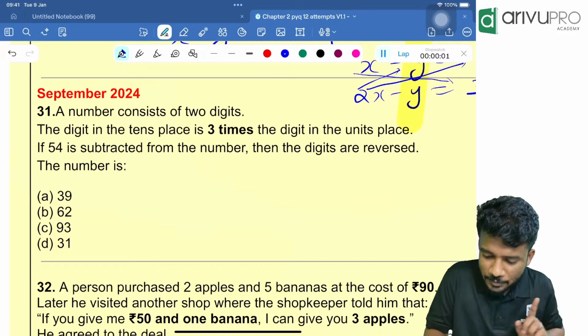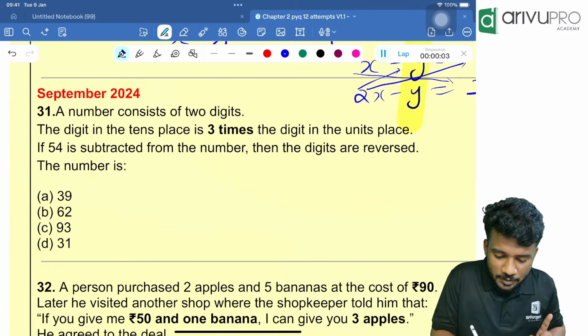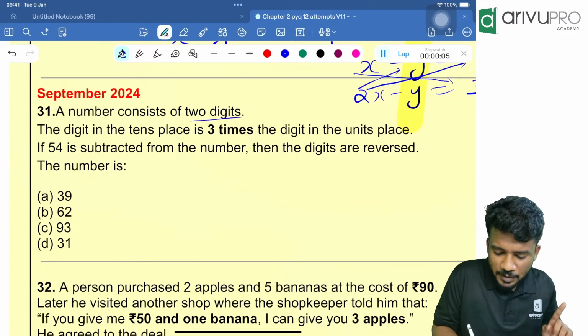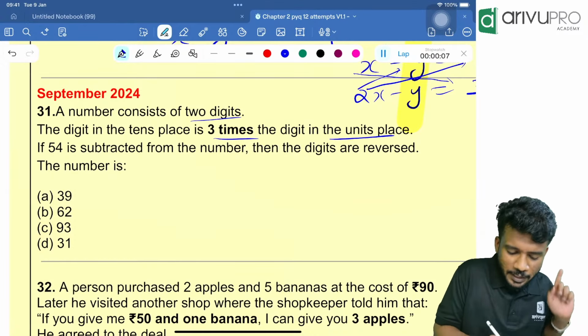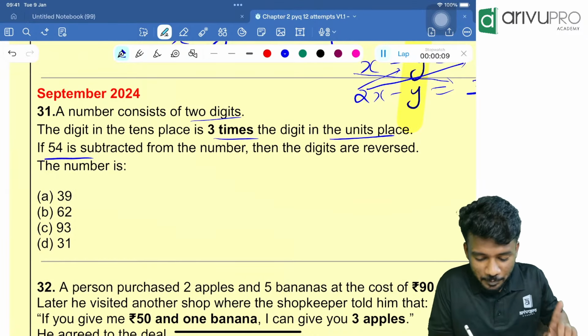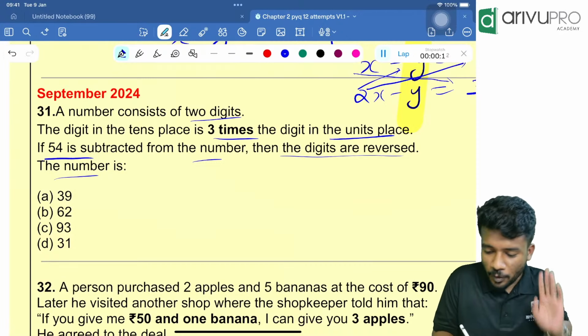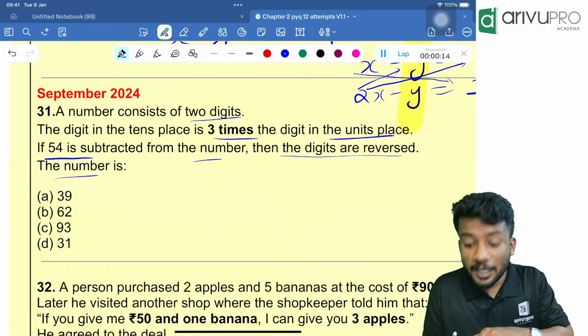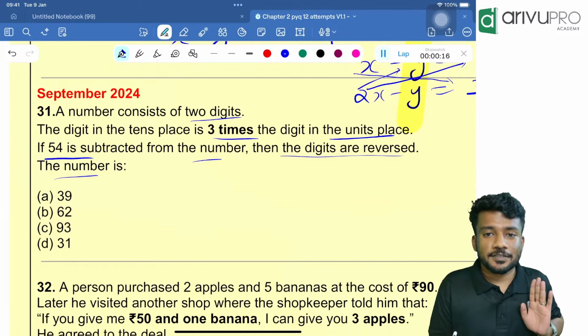Yes, I started. Okay. A number consists of 2 digits. The digit in the tens place is 3 times the digit in the units place. If 54 is subtracted from the number, then the digits are reversed. Okay. How many seconds did I lose? I lost around 10 seconds.